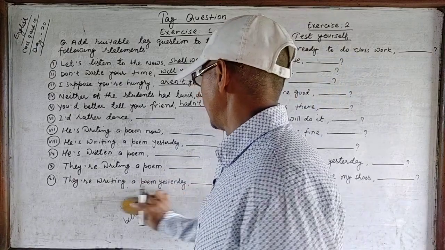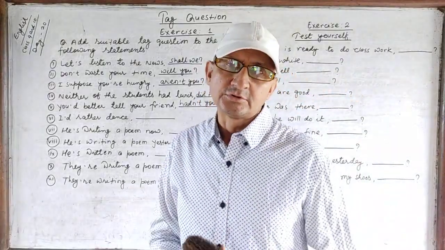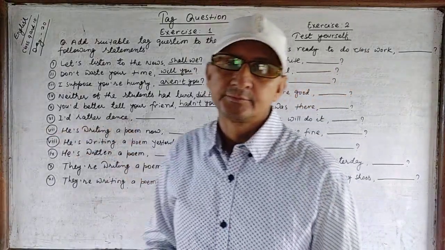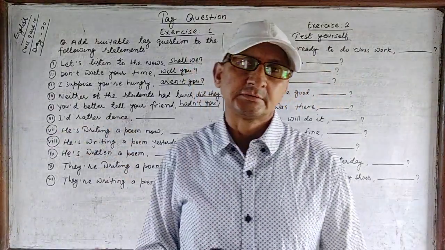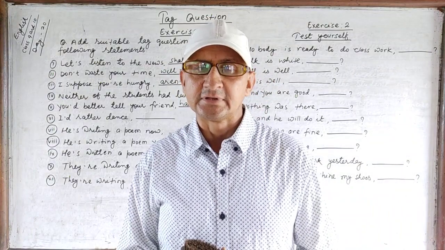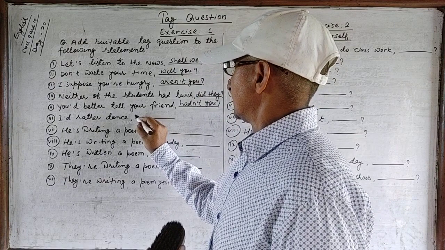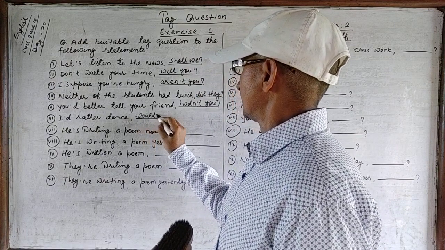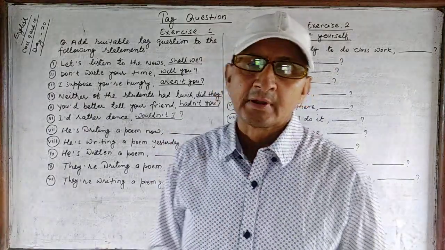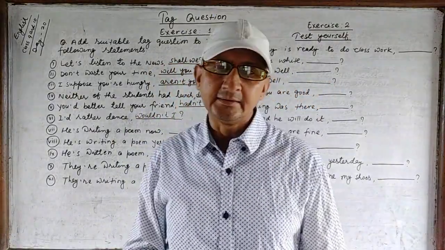Now the next question is question number 6. You would rather dance. What is the tag of this statement? The tag of this statement is wouldn't I. Why wouldn't I?